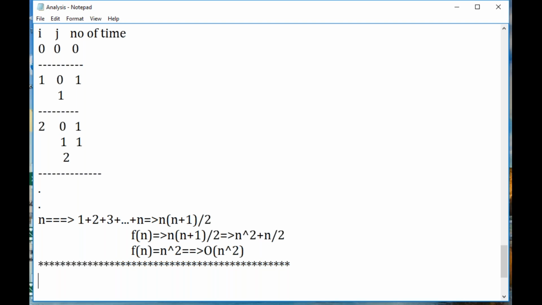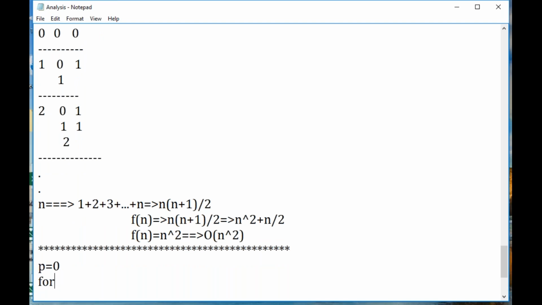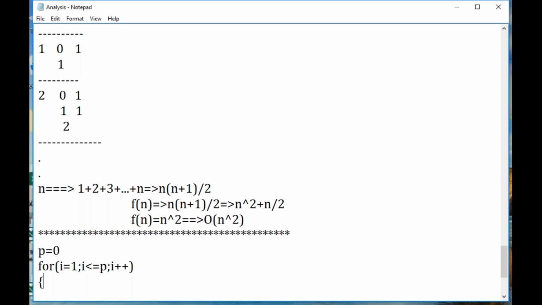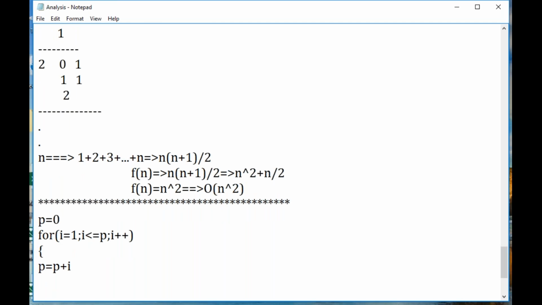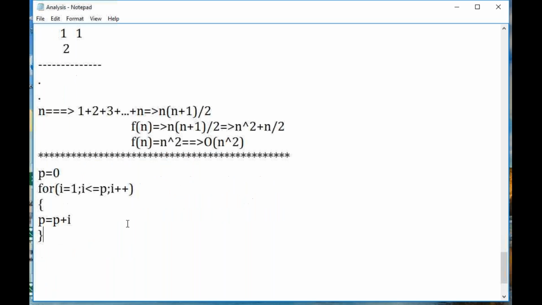Let me take some other scenario. What I can give: P assigned 0, and let me have a for loop. For I assigned 1 and I less than or equal to N, followed by I plus plus. There is a loop, and here let us assume I'm going to increment P: P equals P plus I. So we'll see how to trace this one and find out.